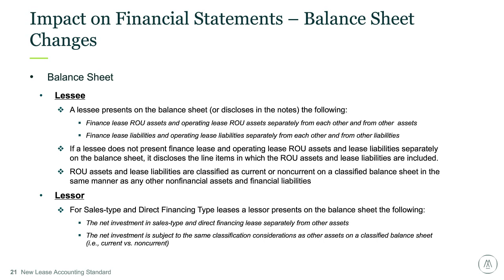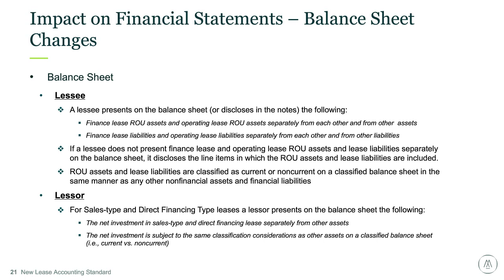In regards to the financial statement presentation for the balance sheet from a lessor perspective, a lessor will present the net investment separately from other assets for both sales type and direct financing type leases. Additionally, the net investment is subject to the same current versus non-current classification considerations as other assets on the classified balance sheet.